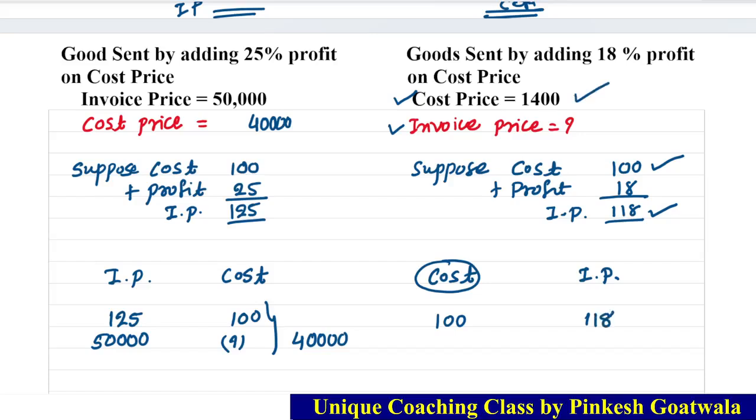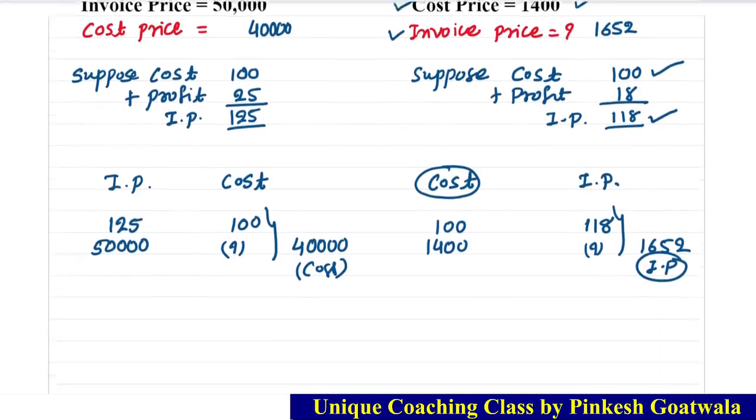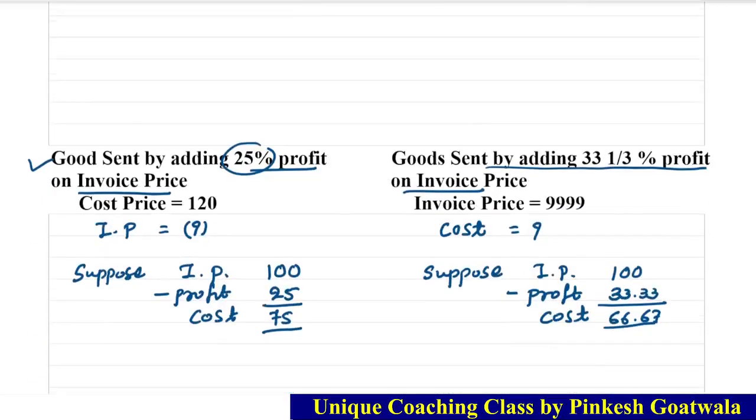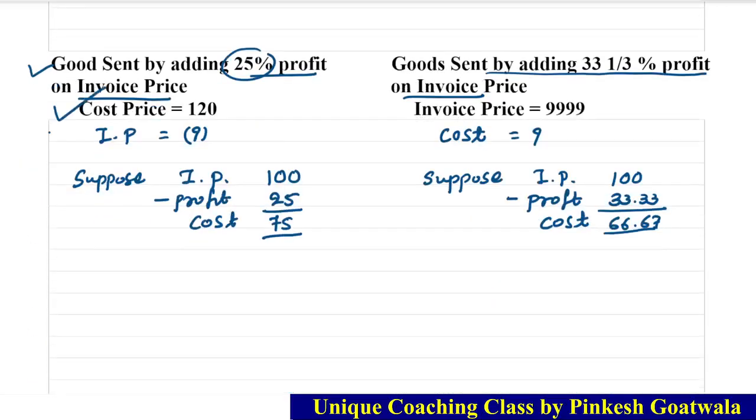So actually cost is 1400. So what will be invoice? So 1400 into 118 divided by 100. So 1652, it's our invoice price. Okay, so here we get invoice price 1652. Clear? Now the next, here we have a cost and want to find out invoice. So first cost and then invoice.